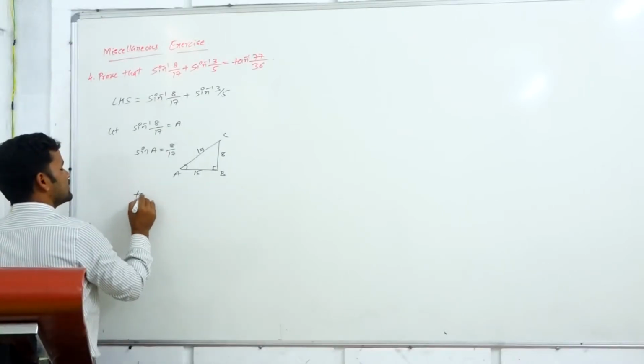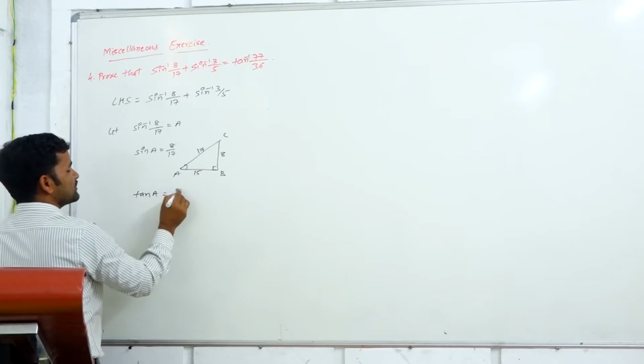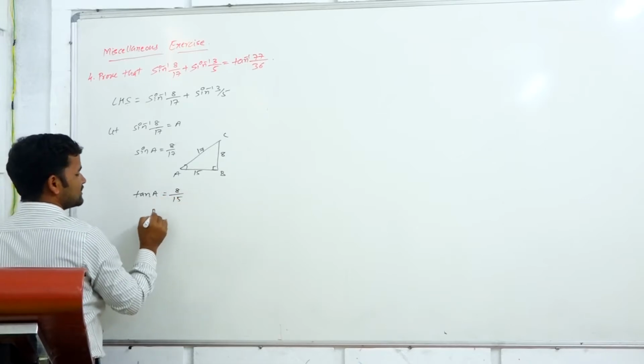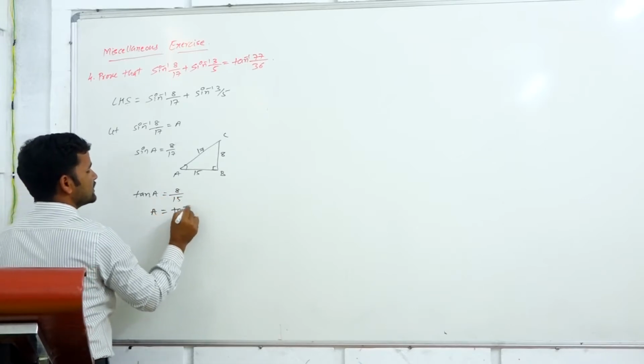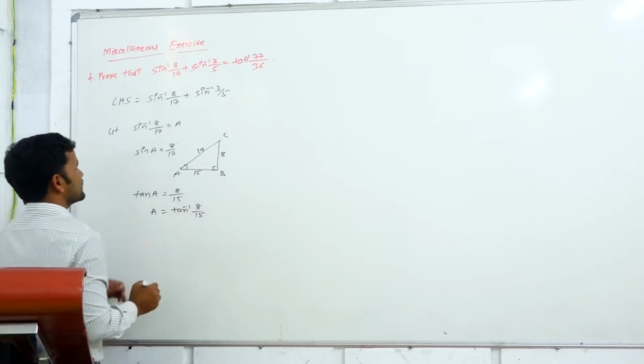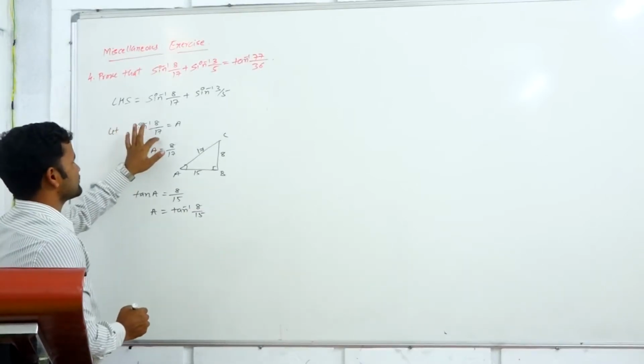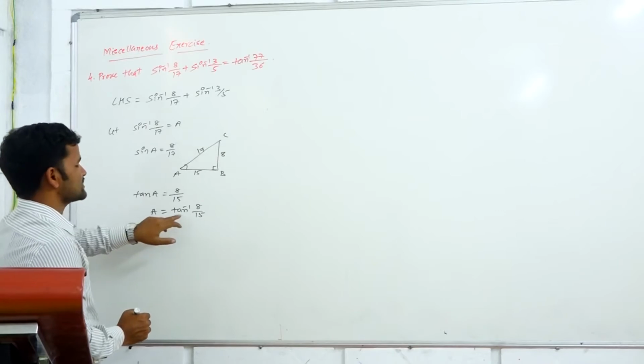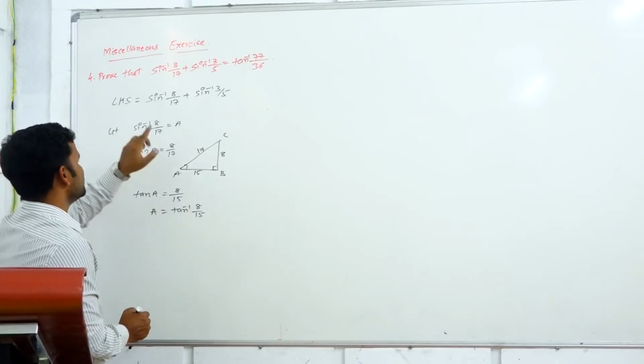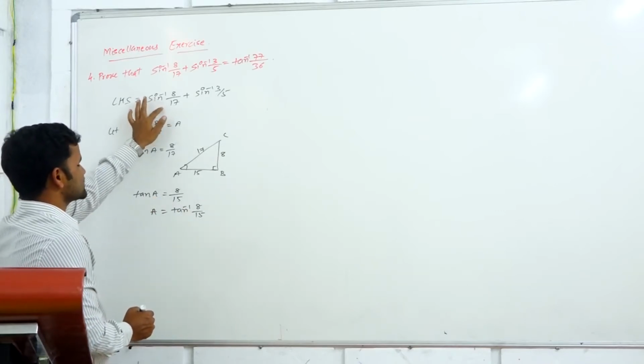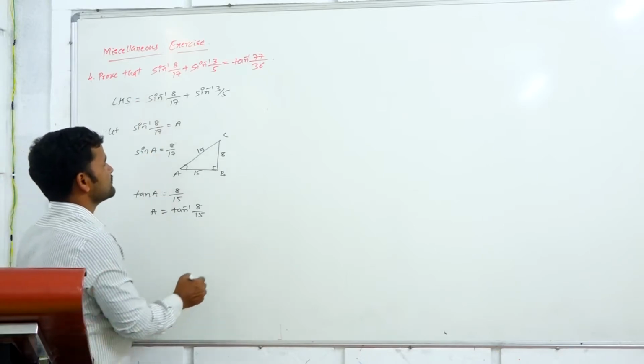I have here tan a is equal to 8 by 15, nothing but a is equal to tan inverse of 8 by 15. You see, sine inverse of 8 by 17 is equal to a, and that same a is equal to tan inverse of 8 by 15. Means sine inverse of 8 by 17 can be written as tan inverse of 8 by 15.